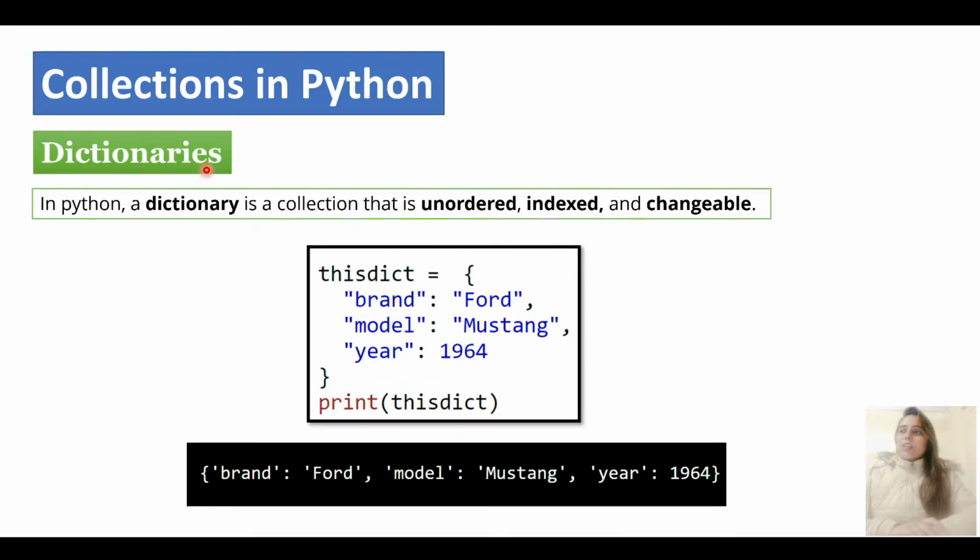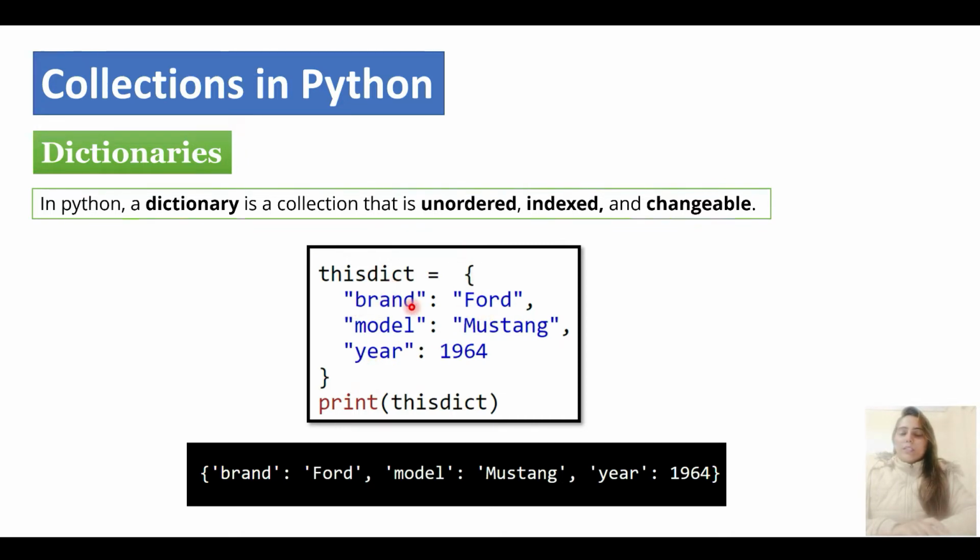Dictionaries. In Python, a dictionary is a collection that is unordered, indexed and changeable. Till Python 3.6, dictionaries were unordered. But from 3.7 onwards, dictionaries are now ordered. So if you refresh the page, the order of the dictionary won't change. These contain key value pairs and are stored in curly braces, like sets.